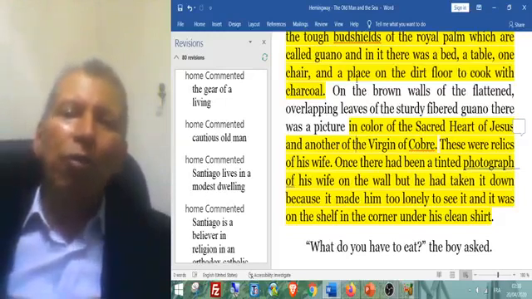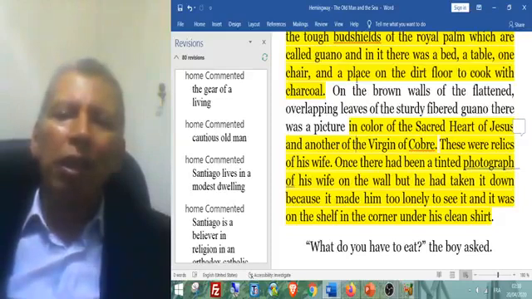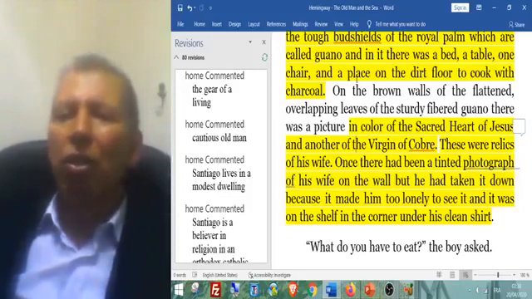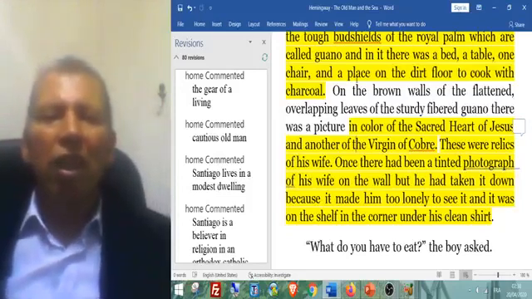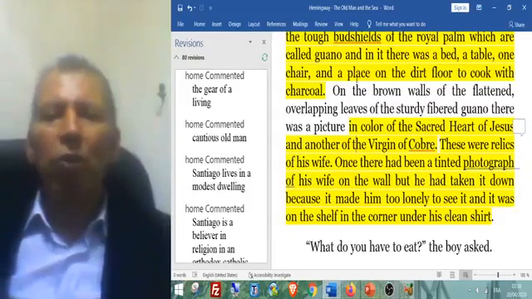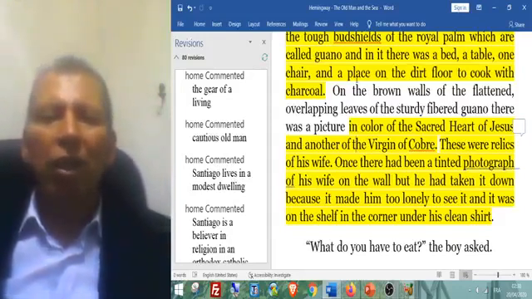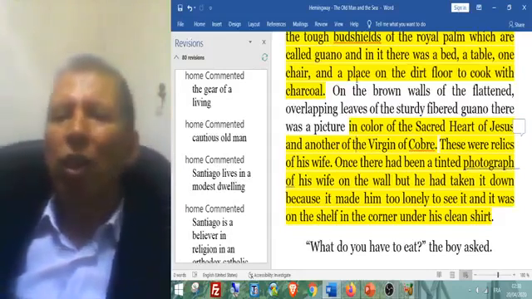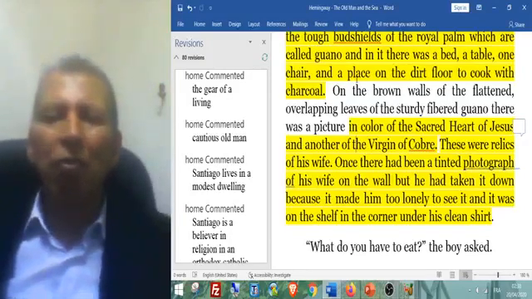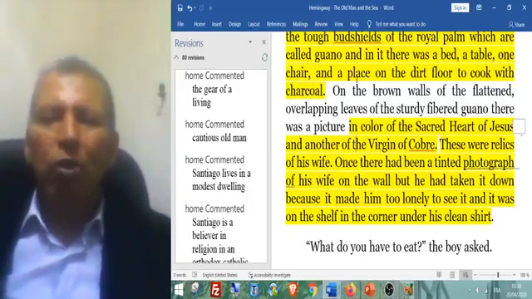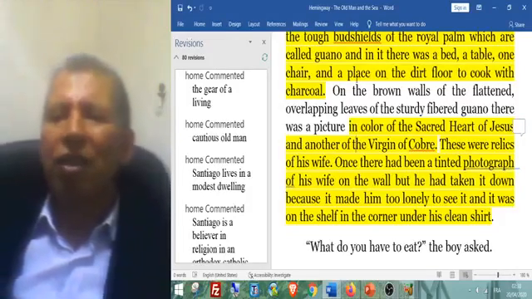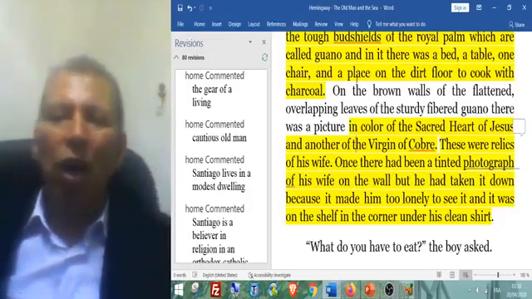On the brown walls of the flattened, overlapping leaves of the sturdy fibered guano, there was a picture in color of the Sacred Heart of Jesus and another of the Virgin of Cobre. These were relics of his wife. Once there had been a tinted photograph of his wife on the wall, but he had taken it down because it made him too lonely to see it, and it was on the shelf in the corner under his clean shirt. Wow.